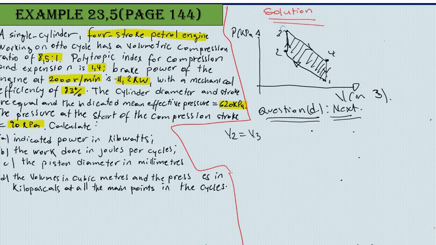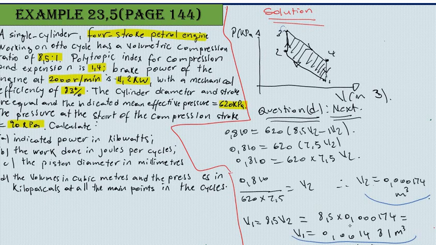Same thing here with V1, because the process is isochoric, which means constant volume. So V1 is equal to V4. We have already determined the value of V2 and V1 from these slides here. So I have V2, which is the same as V3, and then I have V1, which is the same as V4.